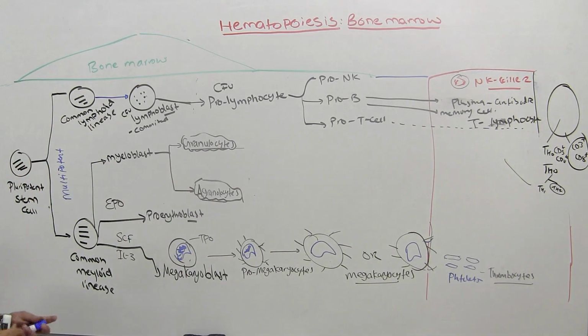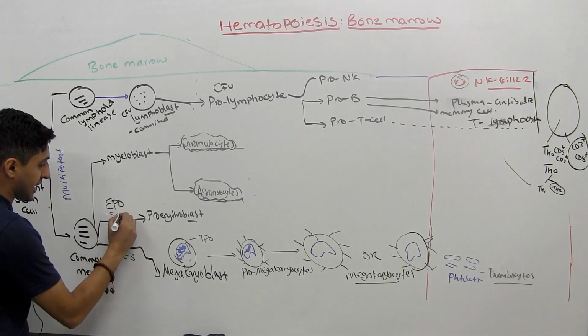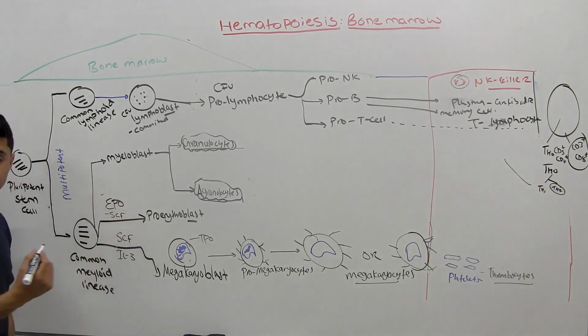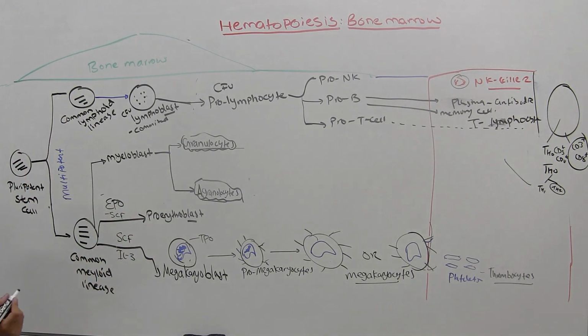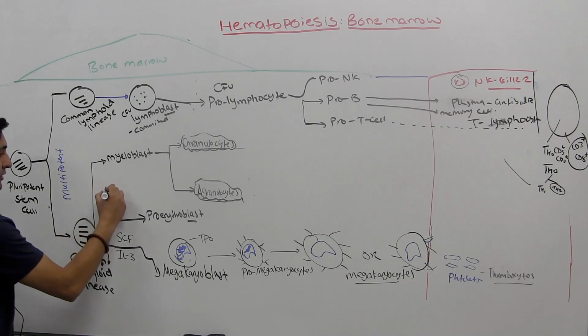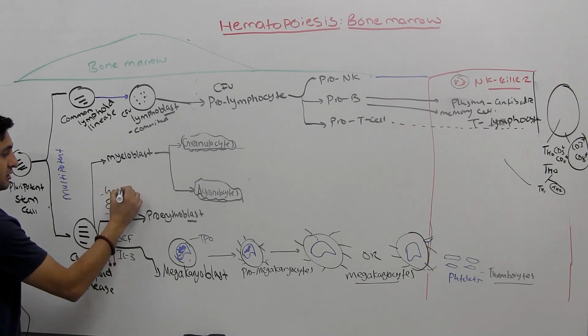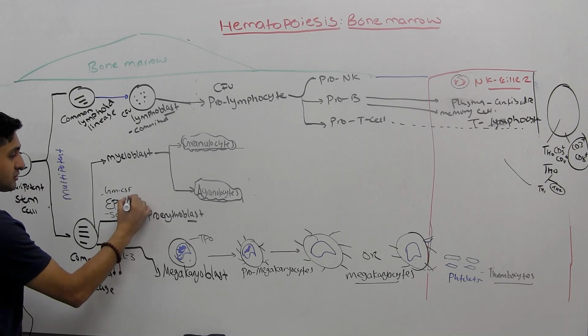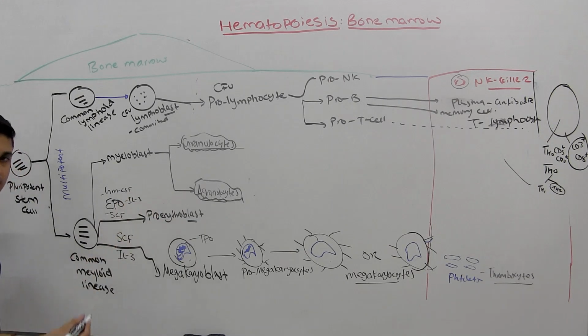Obviously we need SCF. We also maybe require something called granulocyte-monocyte colony stimulating factor, obviously interleukin number 3. These are the growth factors, okay? And we'll talk more about this in immuno too.